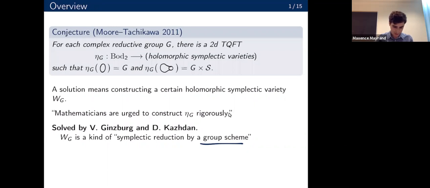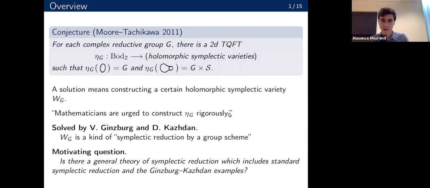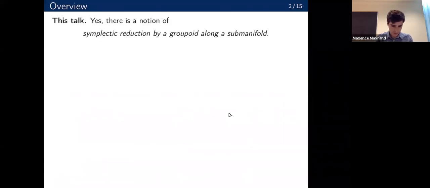And so this led me to ask the question, is there a general theory of symplectic reduction, which includes standard symplectic reduction and also the Ginzburg and Kazhdan examples? The point of this talk is to review this Moore-Tachikawa conjecture and the solution by Ginzburg and Kazhdan, and then explain that yes, there's such a general theory of symplectic reduction which recovers the Ginzburg and Kazhdan example in a very nice way. So the answer to the question is yes, there's a notion of symplectic reduction by a groupoid along a submanifold, and that's the right setup to generalize.